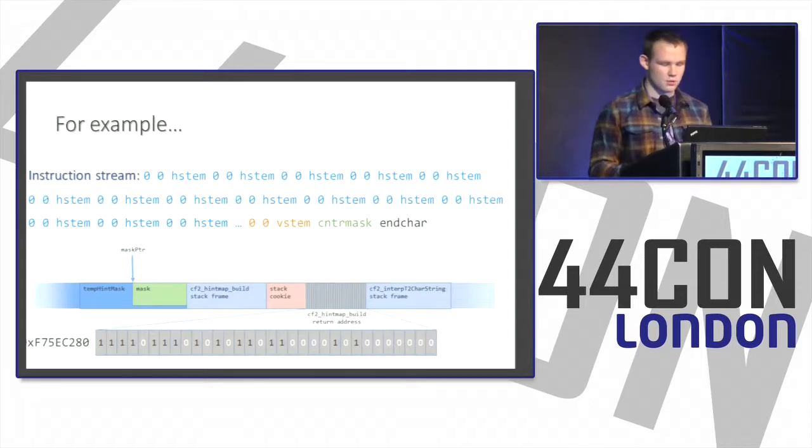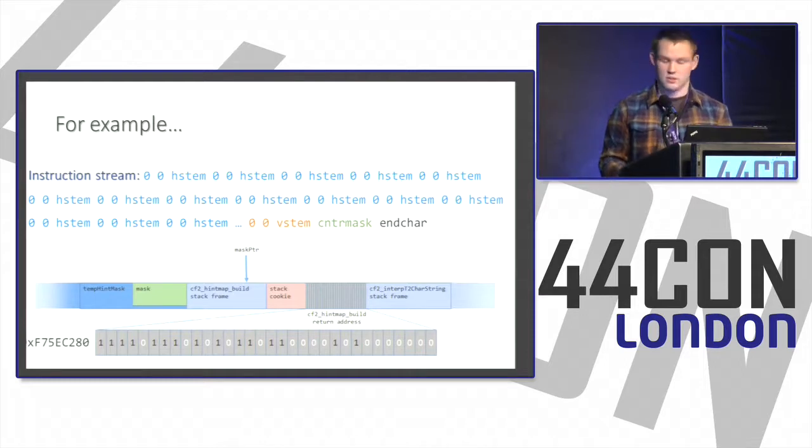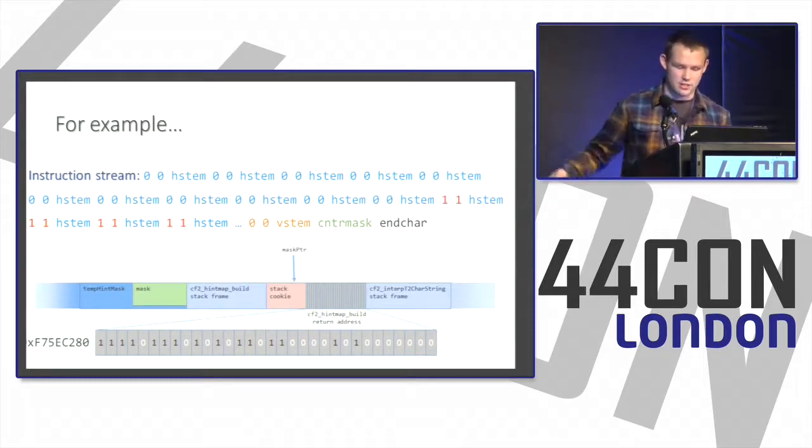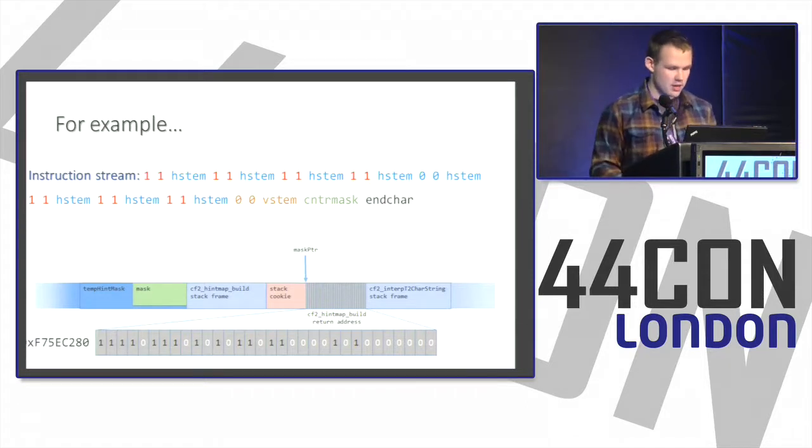So here is an example of how an exploit could look to actually change the return address of the CF2 hint map build function. You're just executing a lot of hstem instructions until you go out of the mask buffer. So you then go through the stack. At some point you reach the stack cookie, but you also jump over it. And once you reach the return address of the function, by controlling the arguments of the hstem instruction, you can just clear specific bits of the return address.